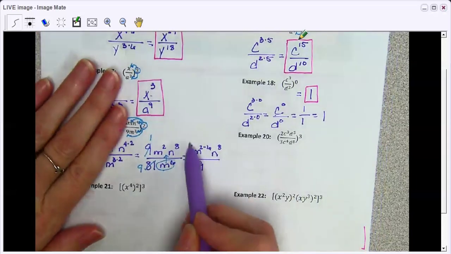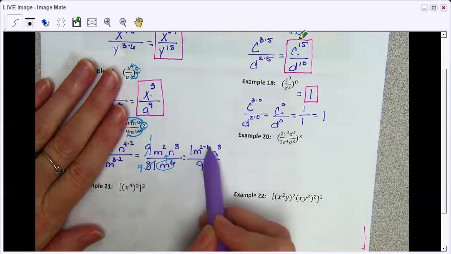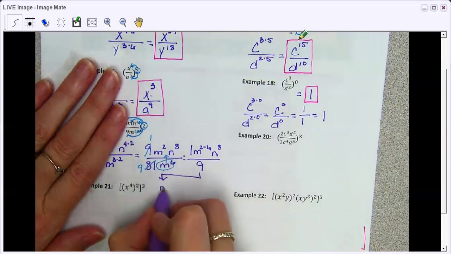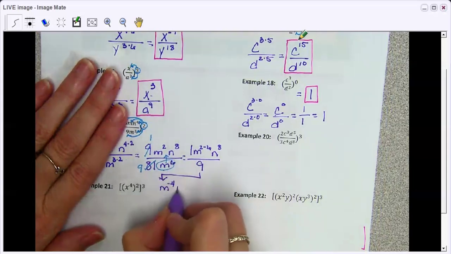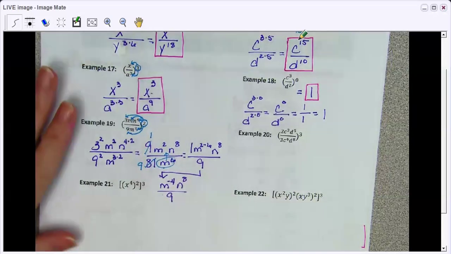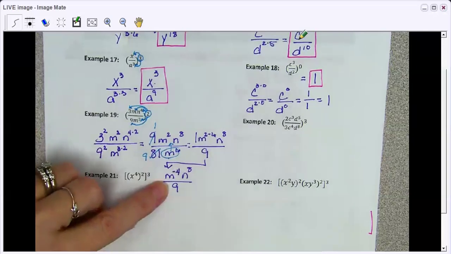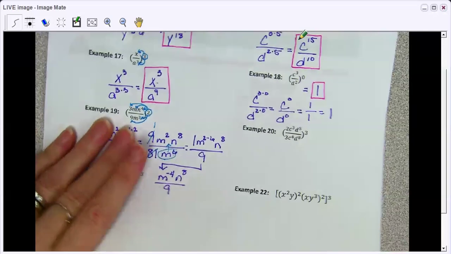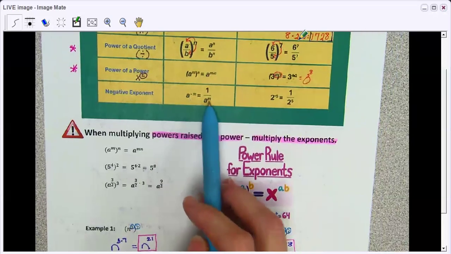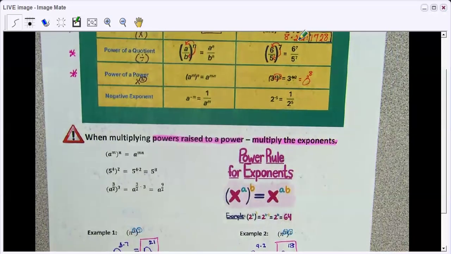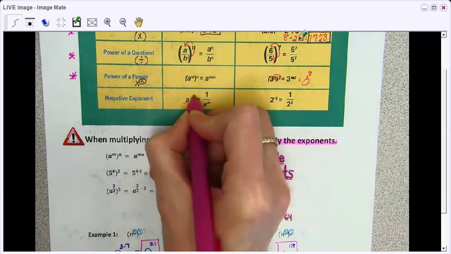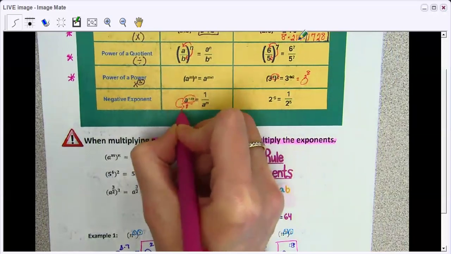All right, I don't really need my 1 here, so I'm going to get rid of it, but I am going to subtract this, and I'm going to bring my work down here. I end up with m to the power of negative 4, n to the power of 8 all over 9. There's a problem here. We cannot have negative exponents. So remember, now we're following the negative exponent rule. Anytime you have a negative exponent, you move it to the opposite side of the fraction bar. So in this case, you can pretend that there is a 1 here, and you take this and you move it to the bottom. Okay?